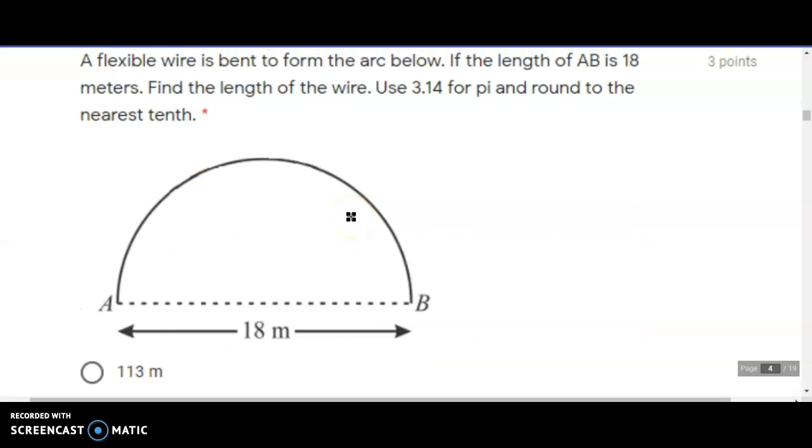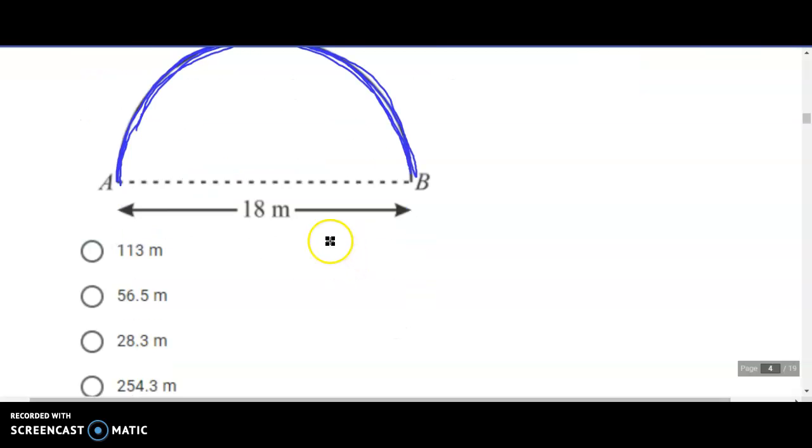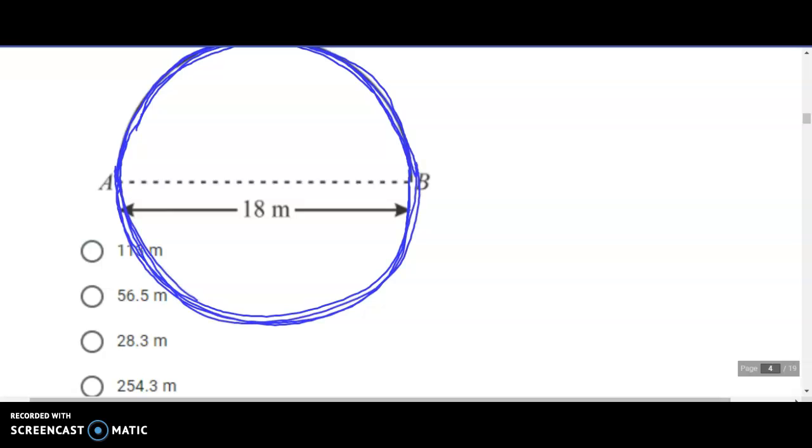Okay, flexible wires bent to the arc below. If the length of AB is 18, find the length of the wire. So they just want to know this right here. Well, all we're doing here is we're recognizing the fact that this happens to be half of a circle. Okay? So what we're going to do is we're going to find the circumference of this circle all the way around, and then we're going to cut it in half at the very end.